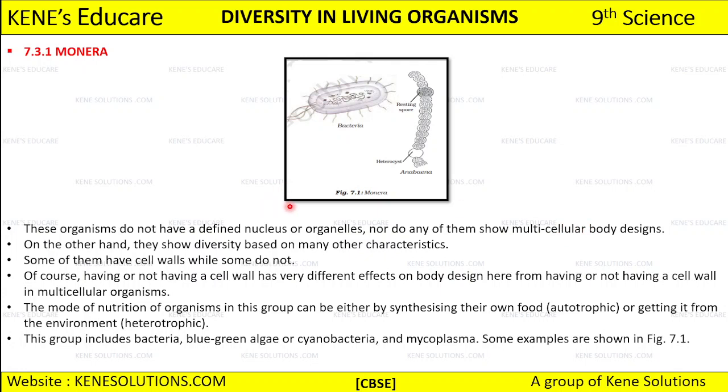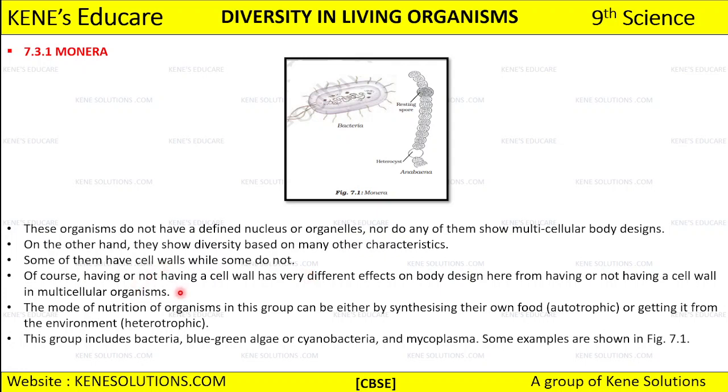And on the other hand, the organisms show diversity based on many other characteristics. You can say that some of the organisms under kingdom Monera are going to have a cell wall, some of them will not have the cell wall. So whether they have a cell wall or not is going to have an effect on the organism. It can have different kinds of effects which can be seen on that organism, right?